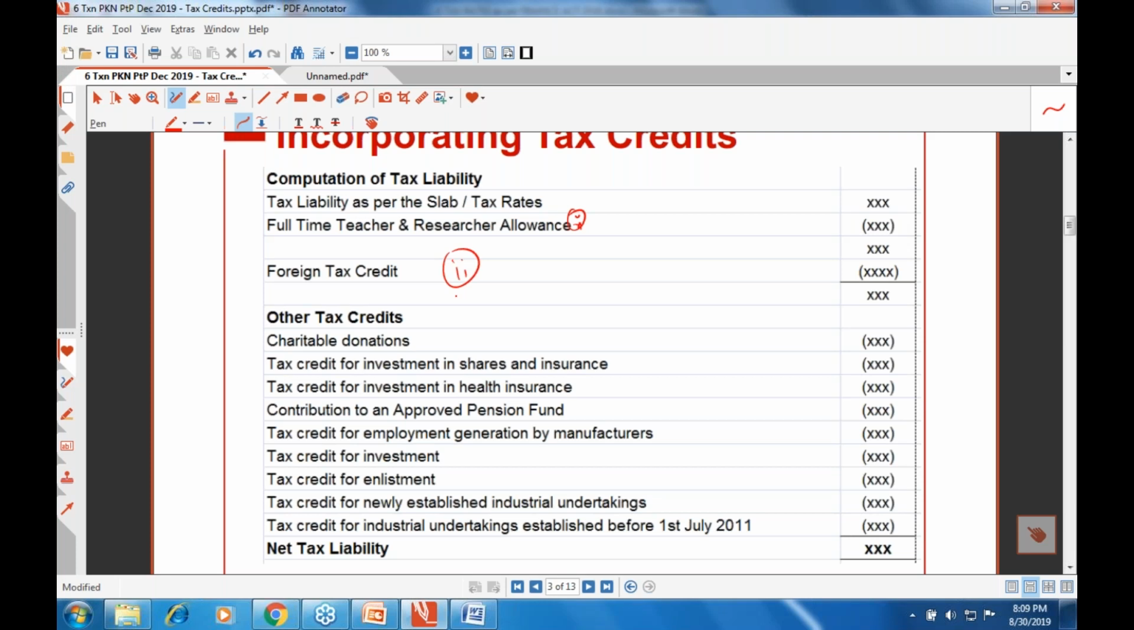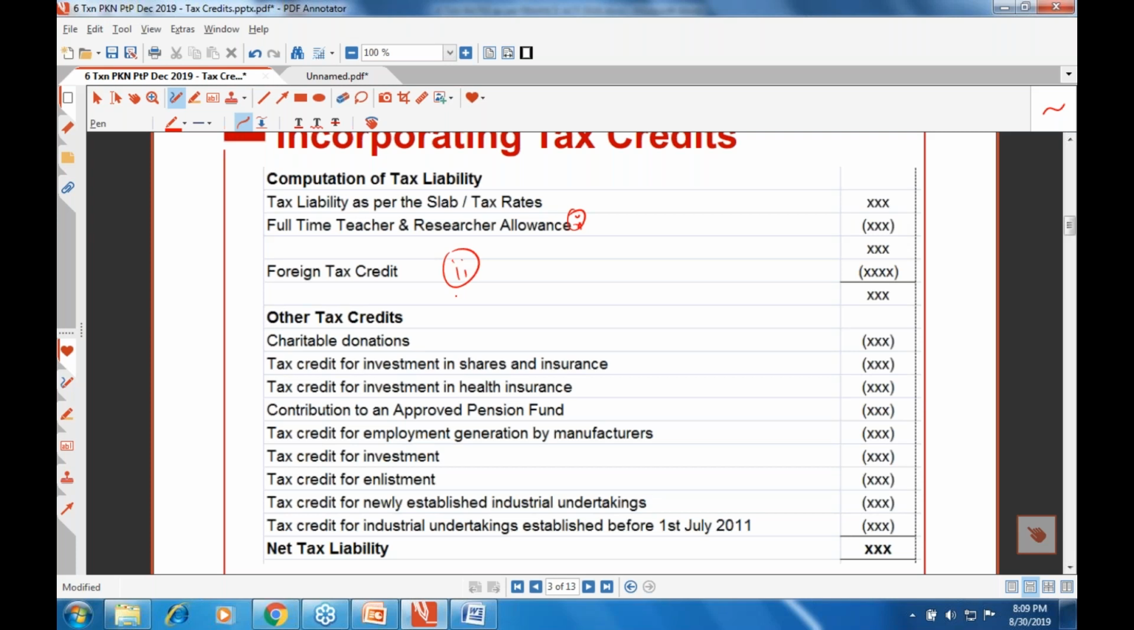So I'm going to discuss each and every item, so that we can have a good idea about how the tax liability is computed, what sort of tax credits are incorporated, so we can have a good idea from these specific computations. Now let's try to understand, let's try to see how things go.